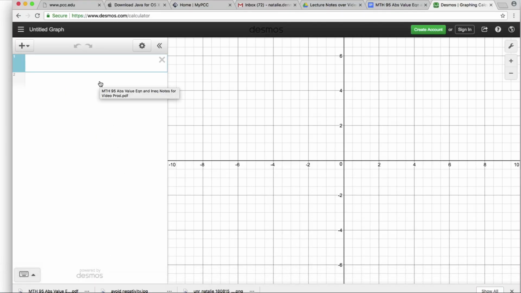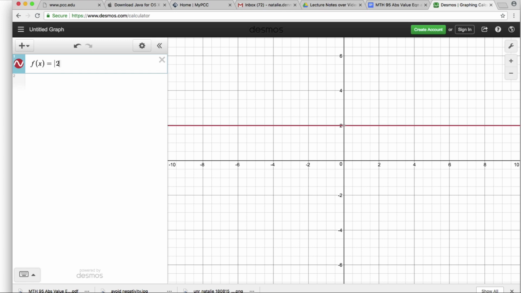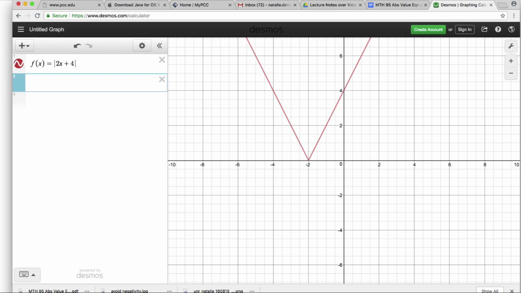So here's Desmos. I'm going to type in f of x equals absolute value 2x plus 4. And I'm going to type in g of x is equal to 8. And they have my colors all flipped around. And I'm also not seeing, well, where did this g of x equals 8 go?